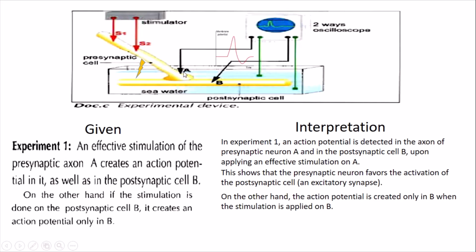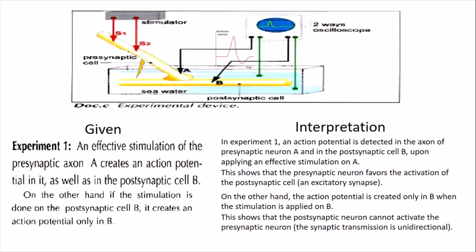Should I say it inhibits A, or it favors A, or doesn't affect A? I'll give you a second, think about it. That's right. This shows that the postsynaptic neuron cannot activate the presynaptic neuron. There's no relation here, it didn't affect it. The synaptic transmission is unidirectional. This means that the message is transmitted from A to B, the orders are given from A to B, but not from B to A.